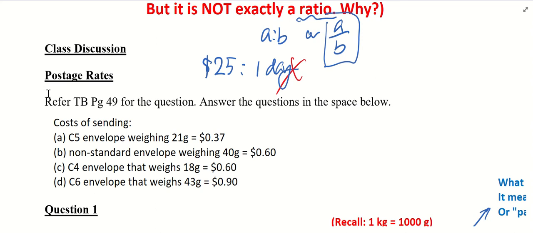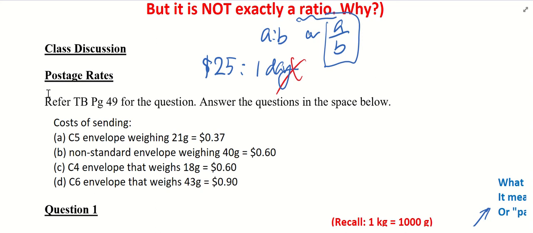Next one, for a non-standard envelope weighing 40 grams, it is quite clear, right? Weighing 40 grams, we have to look at up to 40 grams. That's the second row, and you get 60 cents. Next, C4, with weight 18 grams. If you look at the C4 category, it is the same price, 60 cents, regardless of the weight of the envelope. So 60 cents, quite clear.